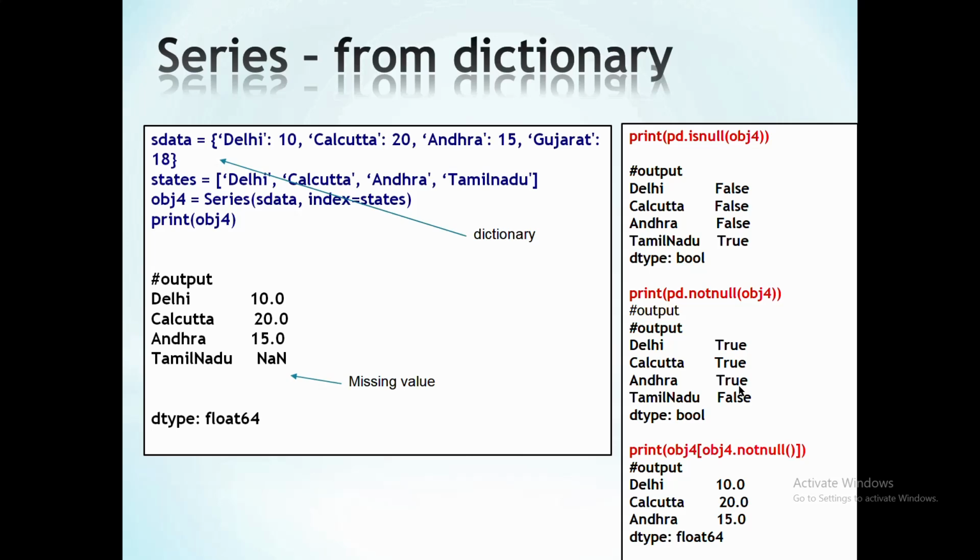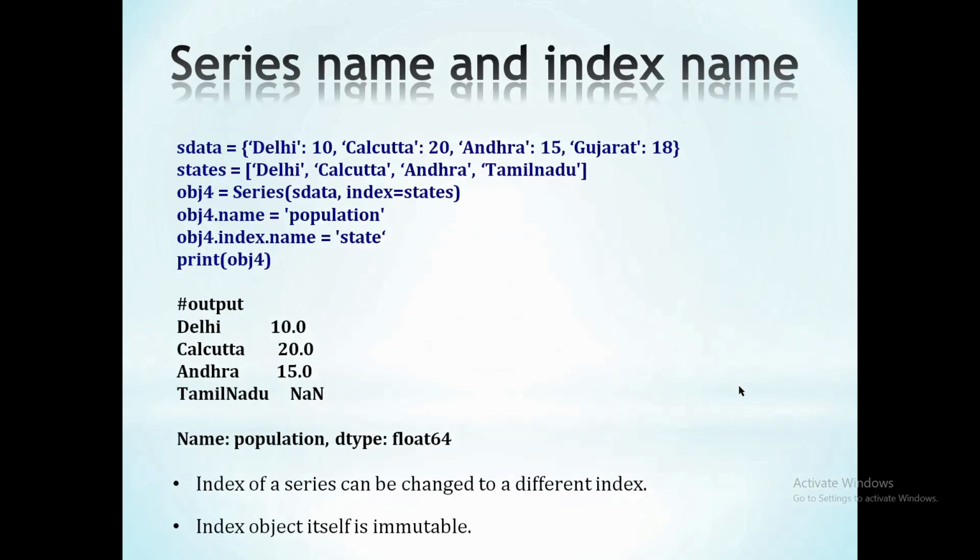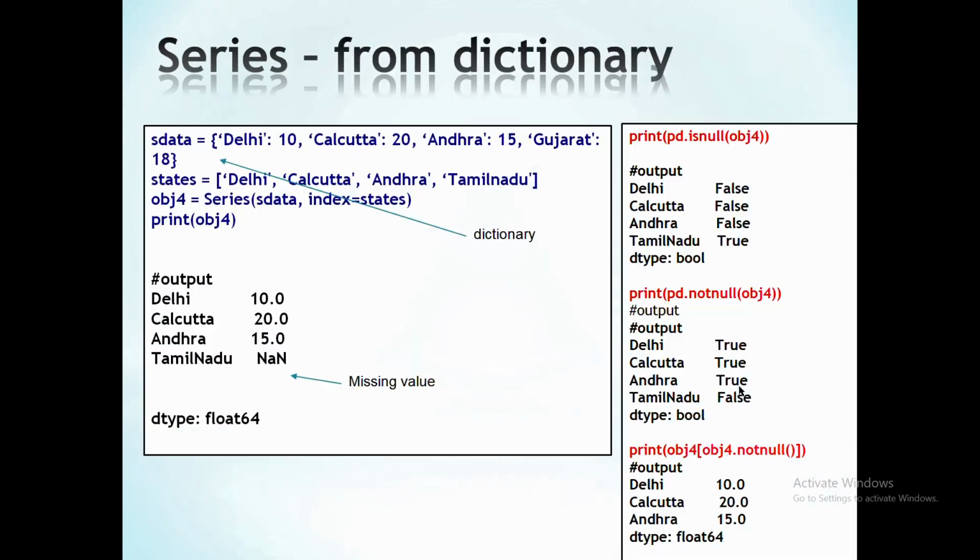Then when I refer to object 4 of object 4 dot notnull, here I am going to check the value which is not null and print the value which is not null. So instead of returning the boolean values, I directly represent the value. Here I am not getting either true or false. I am getting the corresponding values, that is 10, 20, 50 for the corresponding states.